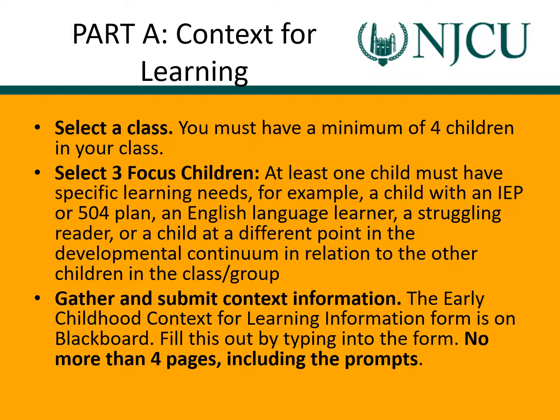Let's get started. The first thing that you're going to do for task 1 is to complete the context for learning. In order to do that, you have to select a class. Most of you will only have one class, but you must have a minimum of 4 children in your class. So if you don't, you might have to pull in other kids, or we'll work with you on that. If you don't get permission from 4 children, you can videotape and maybe blur them out. But anyway, the minimum that you have to show in your whole group is 4 children.